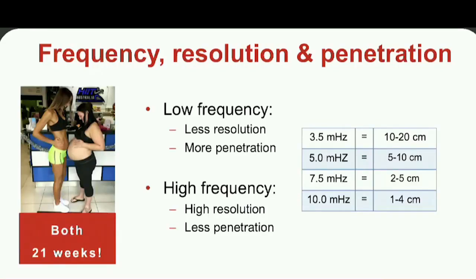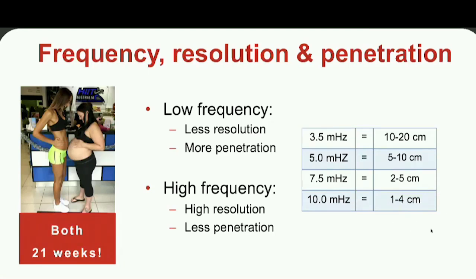The next thing we must know about is frequency, resolution, and penetration. Whenever you use a low frequency transducer, let's say a 3.5 megahertz transducer, you have lesser resolution but more penetration, because with a 3.5 megahertz transducer you can penetrate up to 10 to 20 centimeters of human tissue. When you have a high frequency transducer, you have much higher resolution but less penetration. For example, if I use a 10 megahertz transducer, the penetration will be only 1 to 4 centimeters.